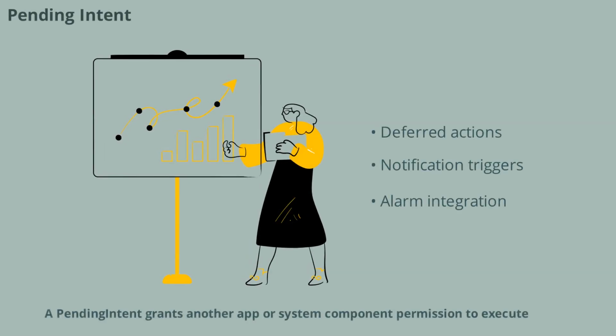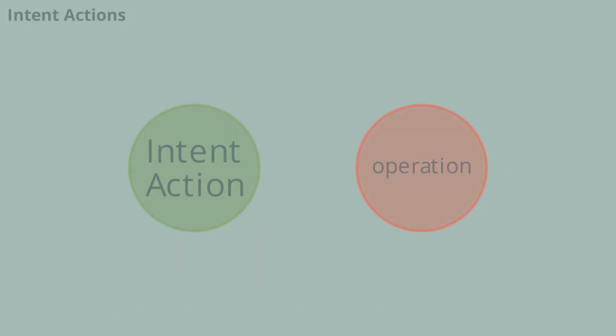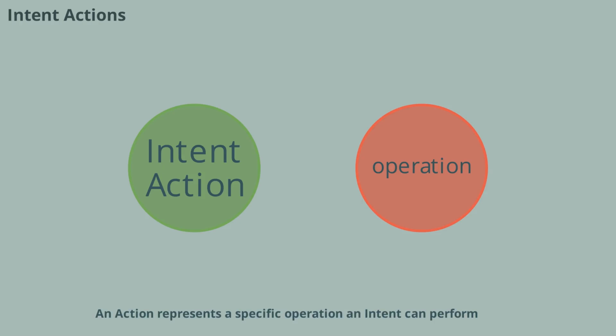A pending intent grants another app or system component permission to execute a predefined action on behalf of your app at a later time. It's commonly used in notifications, alarms, and location updates, enabling actions to be triggered under specific conditions. An action represents a specific operation an intent can perform, defined by a string constant.